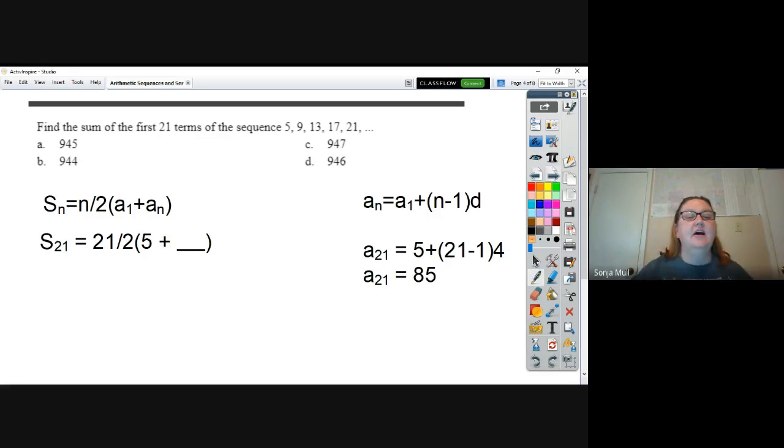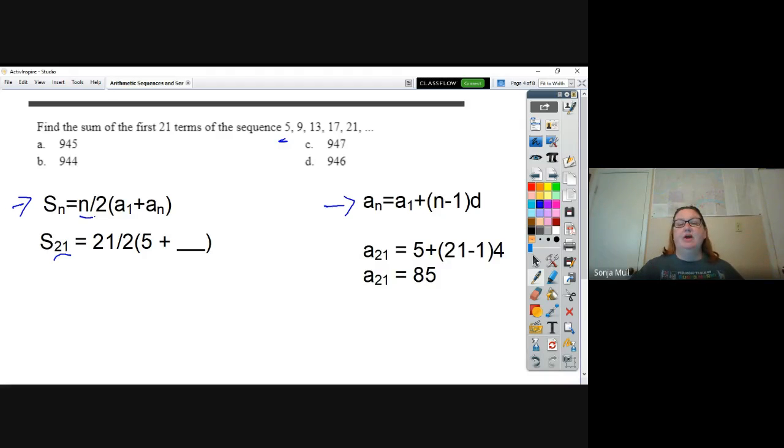Okay, here we go. Find the sum of the first 21 terms in this sequence. So here's my sum formula over here. It's got an S in it. That's sum. So for the sum of the first 21 terms, I plug in 21 for n: 21 divided by 2. A sub 1, my first term, is 5. But a sub 21, I don't know. So I'm going to have to use this formula to find the 21st term.